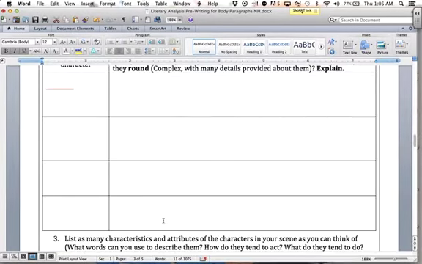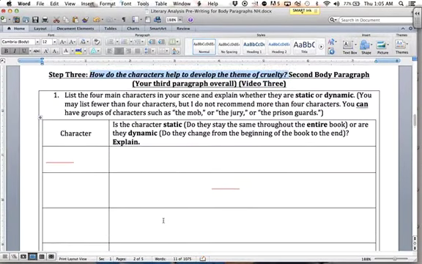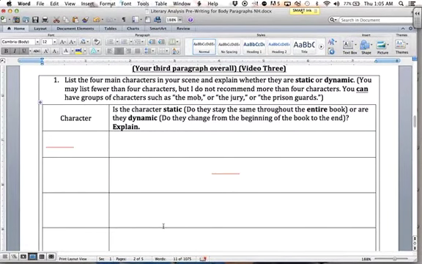All right, so we'll go back up to question 1. What we want to do is list the 4 main characters in your scene and explain whether they are static or dynamic characters. You may list fewer than 4 characters, but I do not recommend more than 4 characters. Again, that goes back to what we said in the last video. Make sure you keep it to 4 or under. And you can have groups of characters such as the mob or the jury or the prison guards. Okay?